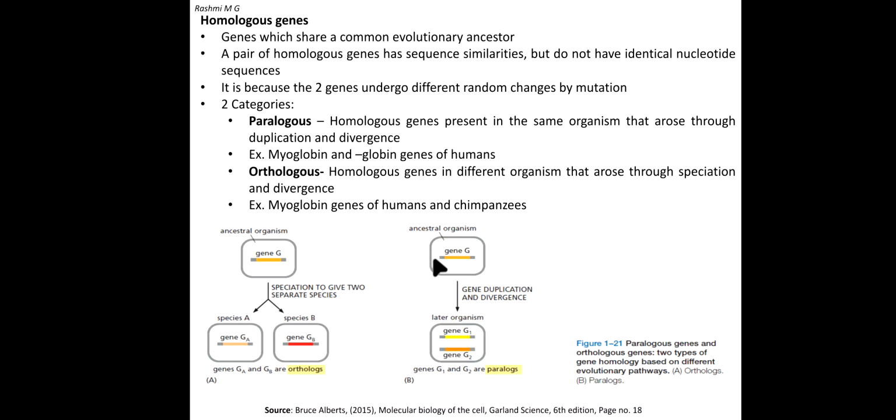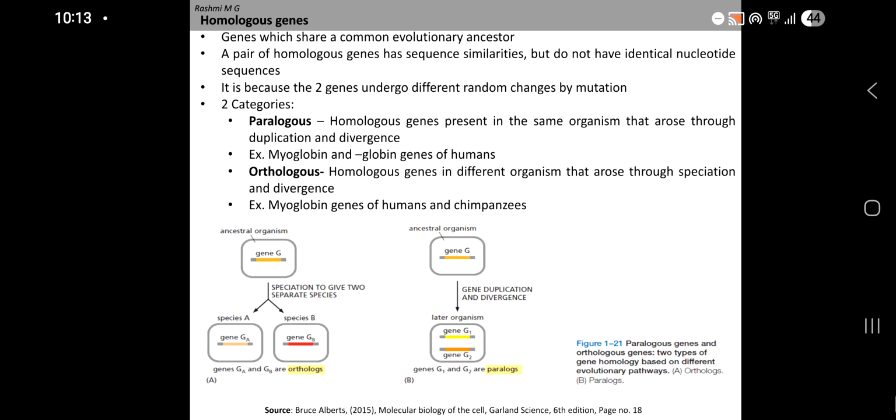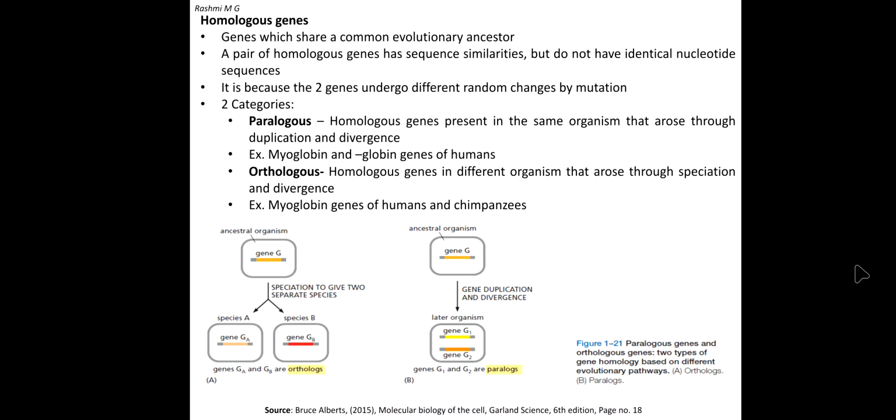Here you can see the paralogous genes and orthologous genes. In this, the homologous genes present in the same organism arose through duplication and divergence. Here gene duplication and divergence has resulted in gene G1 and gene G2. They have some similarities but do not have identical nucleotide sequences, and they are present in the same organism. Example: myoglobin and globin genes of humans.